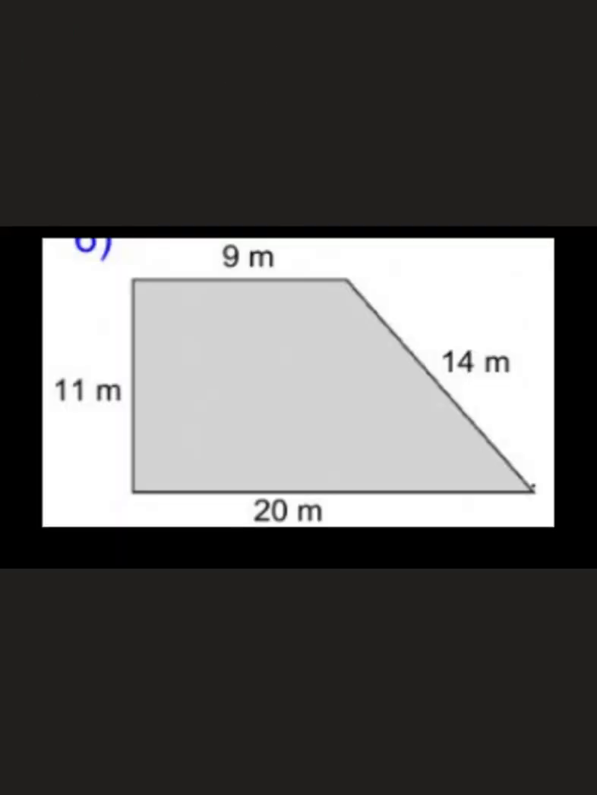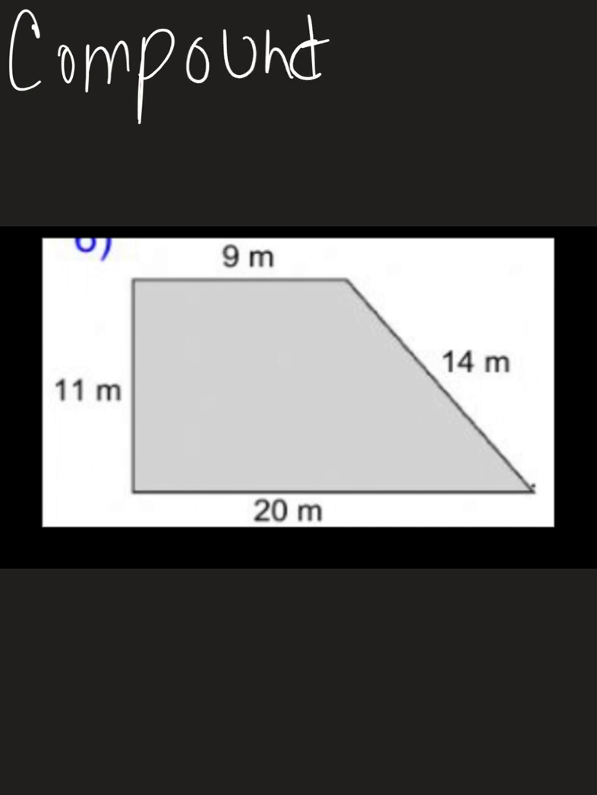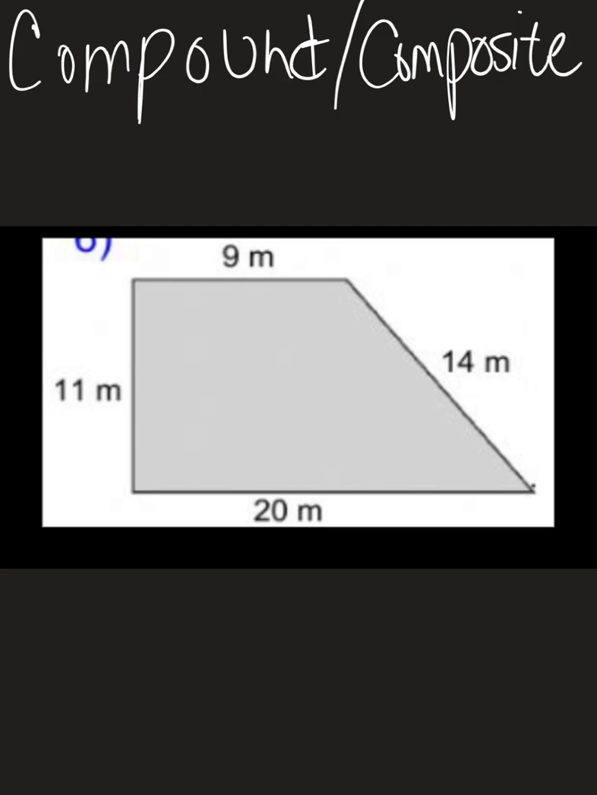All right, in this example, we have what is called a composite figure or compound figure. Okay, figure. And what that means is it's a figure that is made up of 2 or more shapes. So what I'm going to do is I'm going to break it down into smaller chunks. I'm going to find the area of each, and then I'm going to add it all up so I see what the area is total.